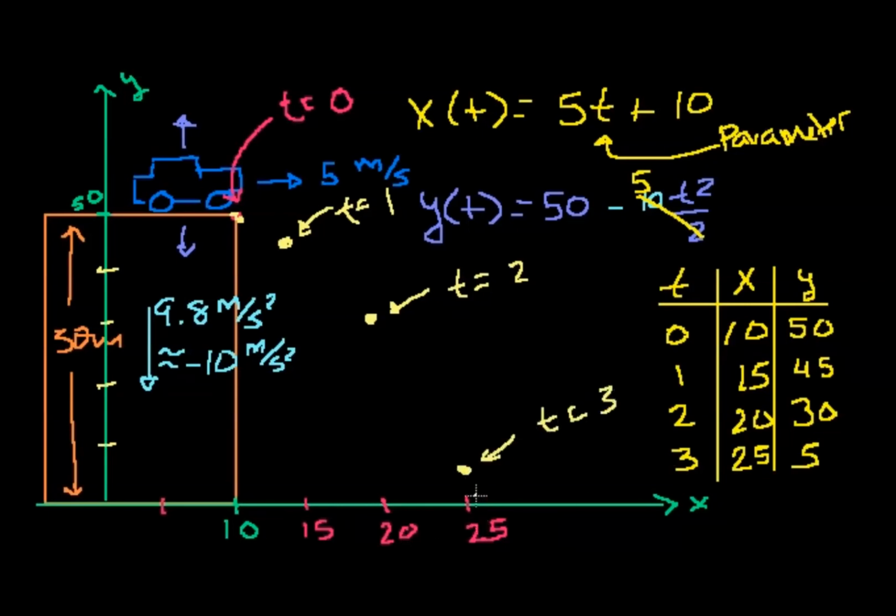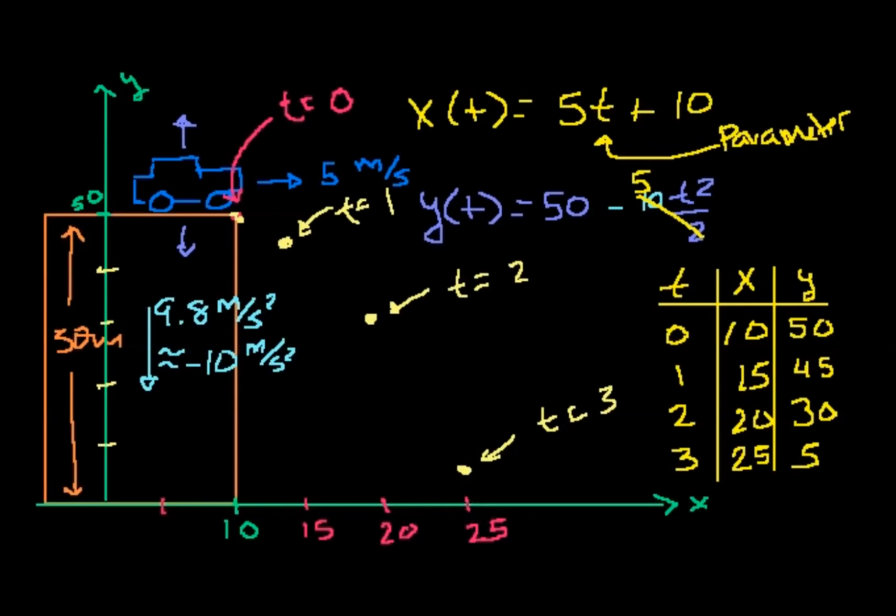And if we kept going on, at some point we're going to hit the ground. And you can figure out, actually, set this equal to 0 and you figure out the exact time you hit the ground. Actually, let's do that. If this is equal to 0, 50, you get t is equal to the square root of 10, which is a little over 3 seconds, which makes sense, right? A little over 3 seconds, we're going to be hitting the ground.